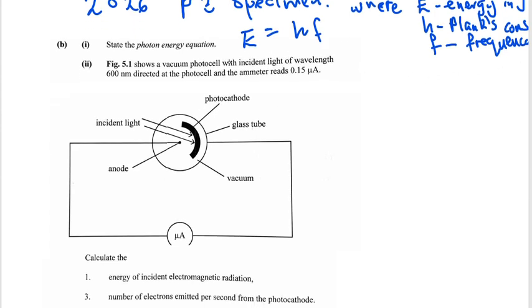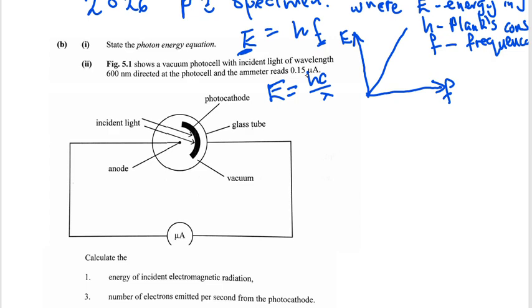So from this equation, we can see that energy and frequency are directly proportional. Sometimes you can get a question with a graph of energy and frequency. Then you must know that these are directly proportional, so the straight line passes through the origin. However, the formula can also be written as E is equal to hc over lambda, where c is the speed of light in vacuum and lambda is the wavelength.